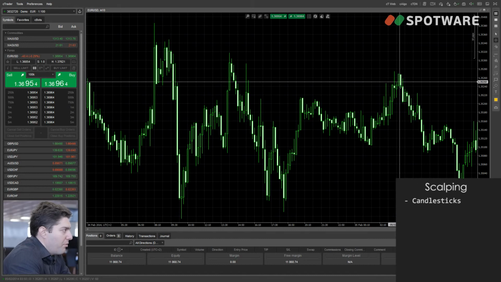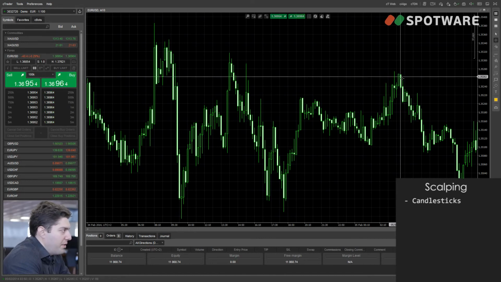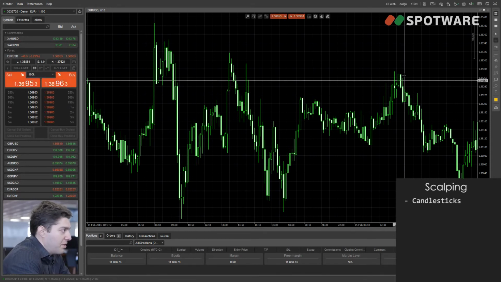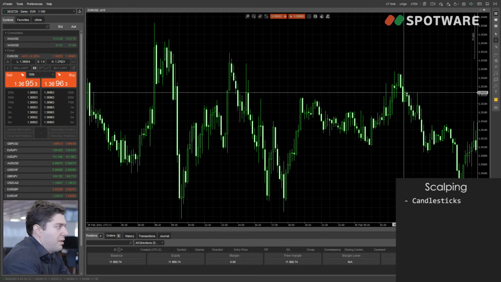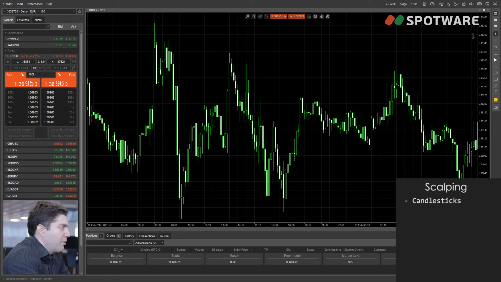Then you see some kind of confirmation. It doesn't go higher than here. Then you see another candlestick, which means that a reversal is happening. And then on this candlestick, scalpers start entering. They enter at this place with a very small take profit. For example, they enter here.